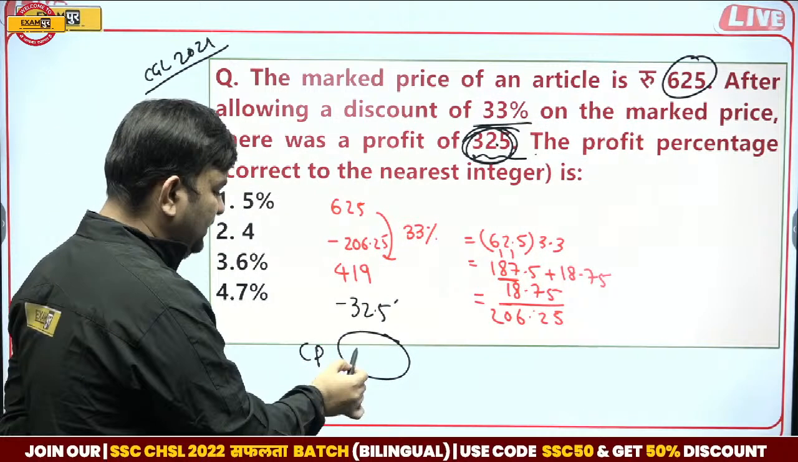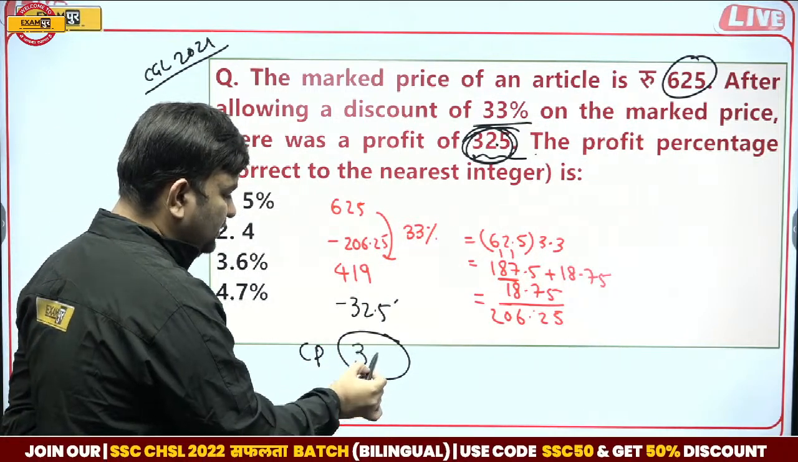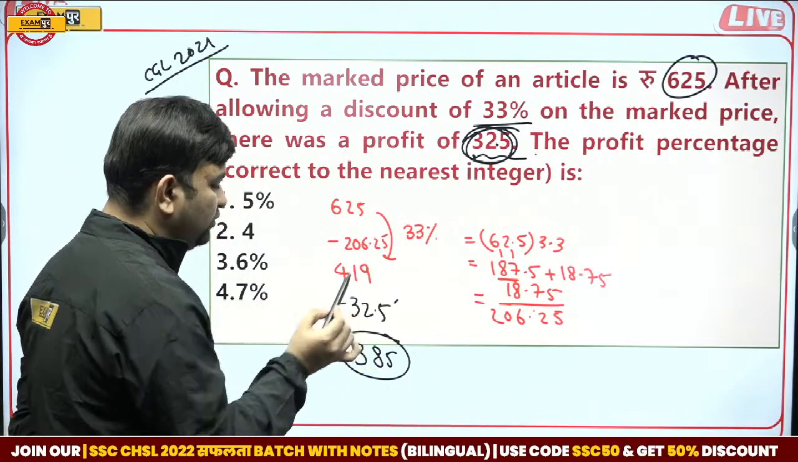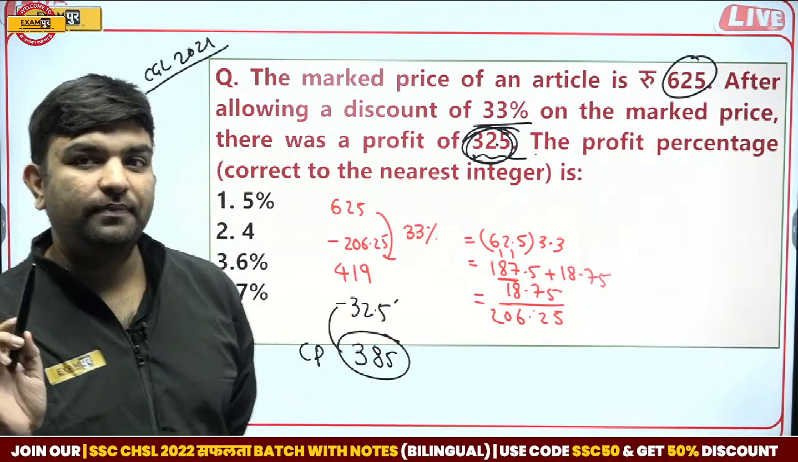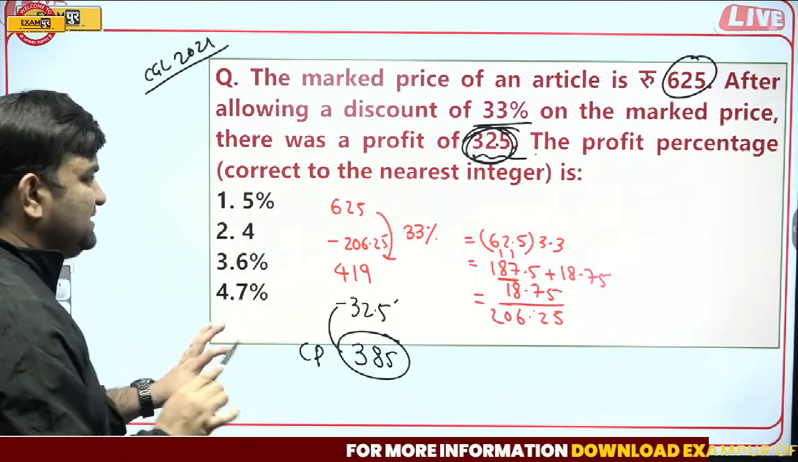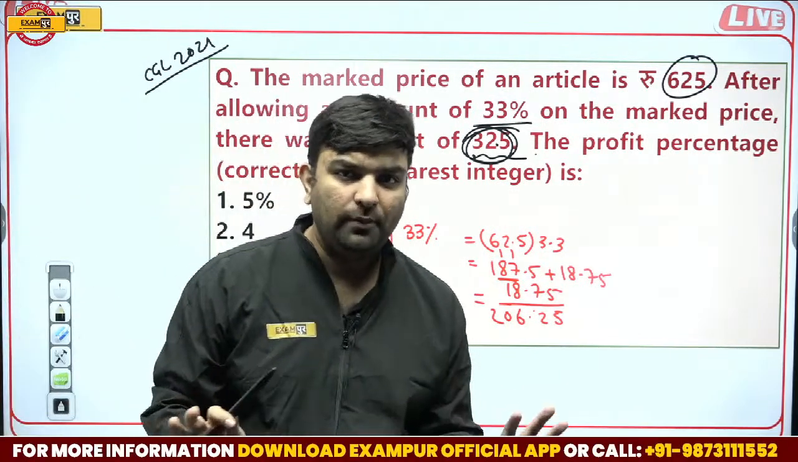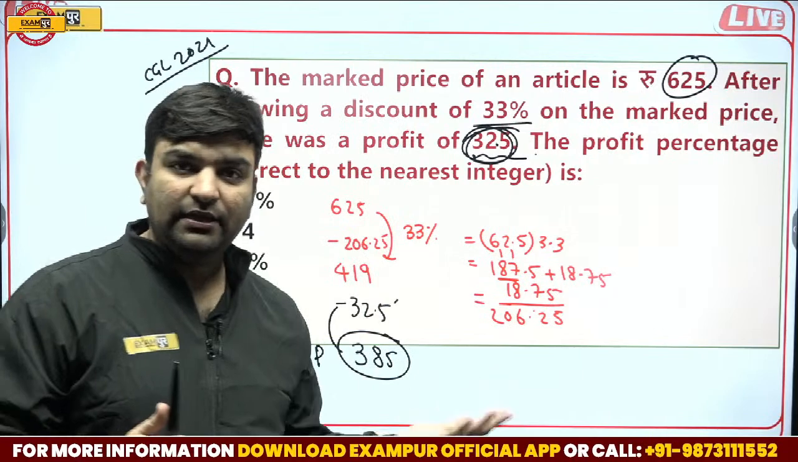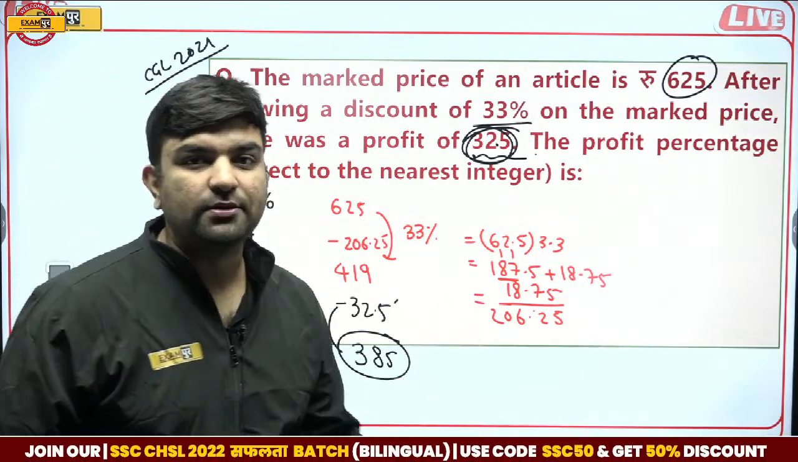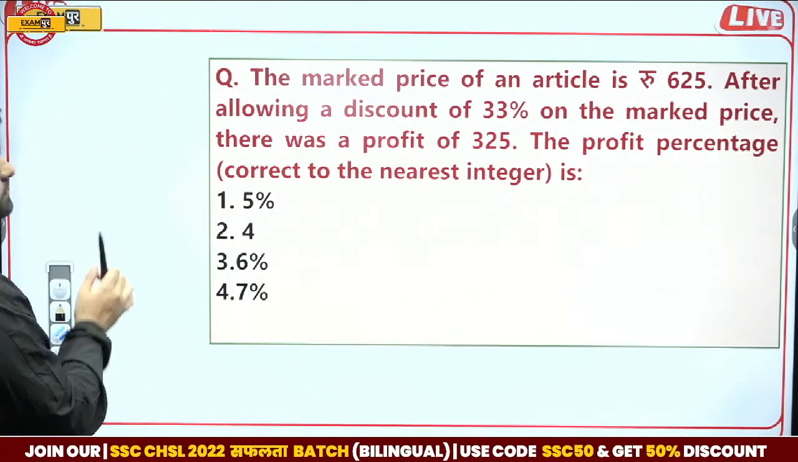So you will get your CP near about 380 or 385 or whatever. Then you can go for it, but not for that value. So I will change it. You don't worry about it. Till then, you do the next question. I would be just cross-checking it once again.